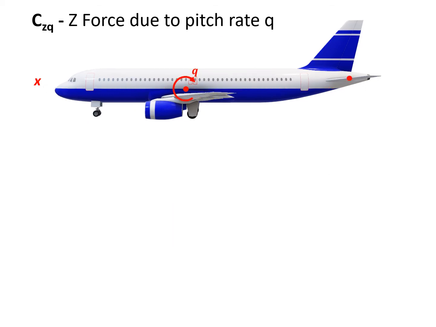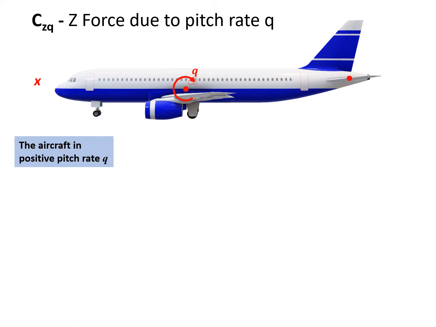The last derivative we are looking at is Czq, the z force change due to pitch rate. The z force is actually the force in the vertical direction. We have this aircraft without any surprise, and now a positive pitch rate acts on the aircraft. Since it's positive, if we take our right hand, the pitching is counterclockwise, so the vector points into the screen.